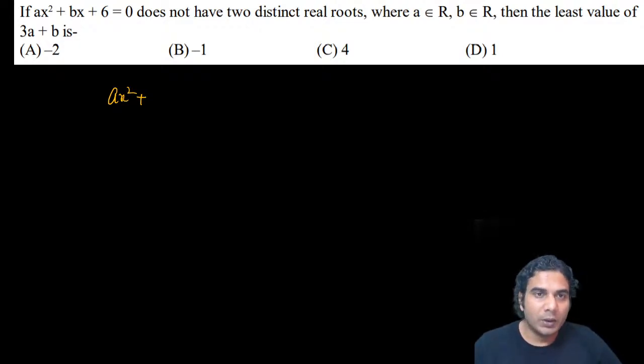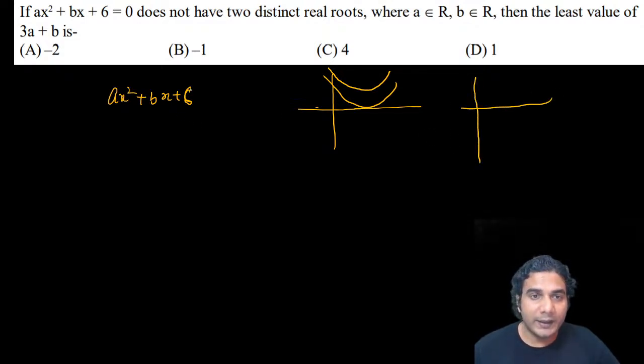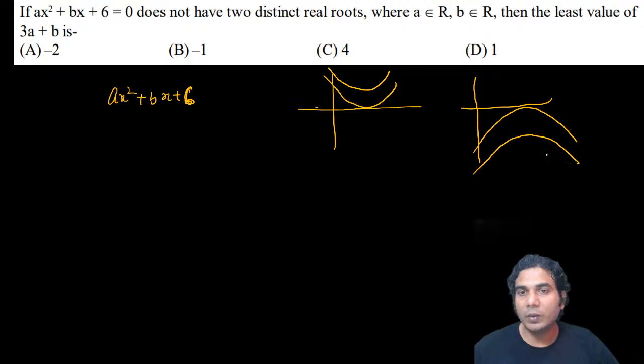Okay, now let me tell you, this does not have two distinct real roots. That means the graph of ax square plus bx plus c, and c is positive, c is 6. So the graph will not cut the x-axis. It will either touch the x-axis or it will be above, and it will be upwards only, because you can't make a downwards graph by taking a y-intercept 6, right? It can't be. You can't make this case. So he's saying that roots cannot be distinct.